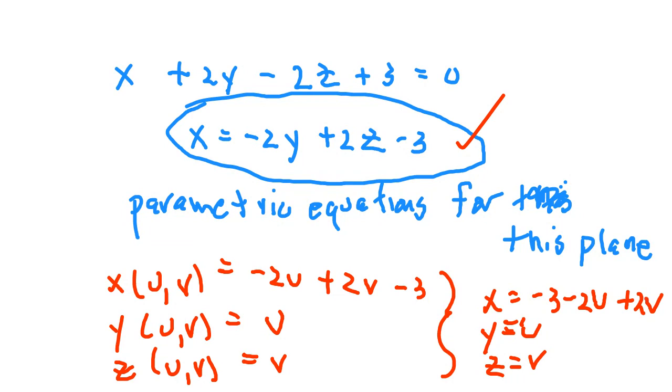Okay. And by the way, you could have done it differently. I just wrote the equation of the plane as x equals because x was by itself. But if you wanted to divide everything in the equation here by 2 and write z equals a function of x and y, you could let x and y be u and v, and then z would be the other equation. I mean, parametric equations are not unique. But on that note now, here we are.